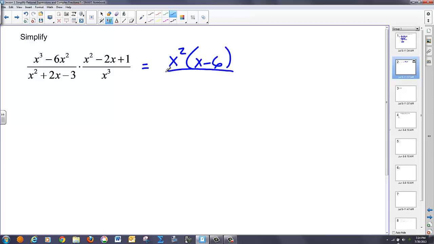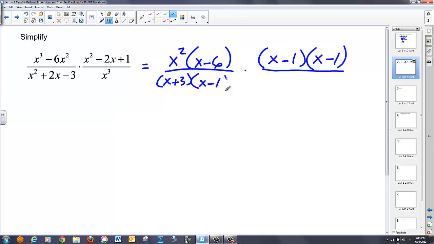In the second term numerator, that's going to factor into a set of squares, so that's x minus 1 times x minus 1. Denominator of the second term goes to x plus 3 times x minus 1, and I have an x cubed as my last term. Once again, we want to find exactly alike terms in the numerator and denominator and reduce those. We can go vertically up and down or diagonally. So I see the x minus 1 is in common with the x minus 1.